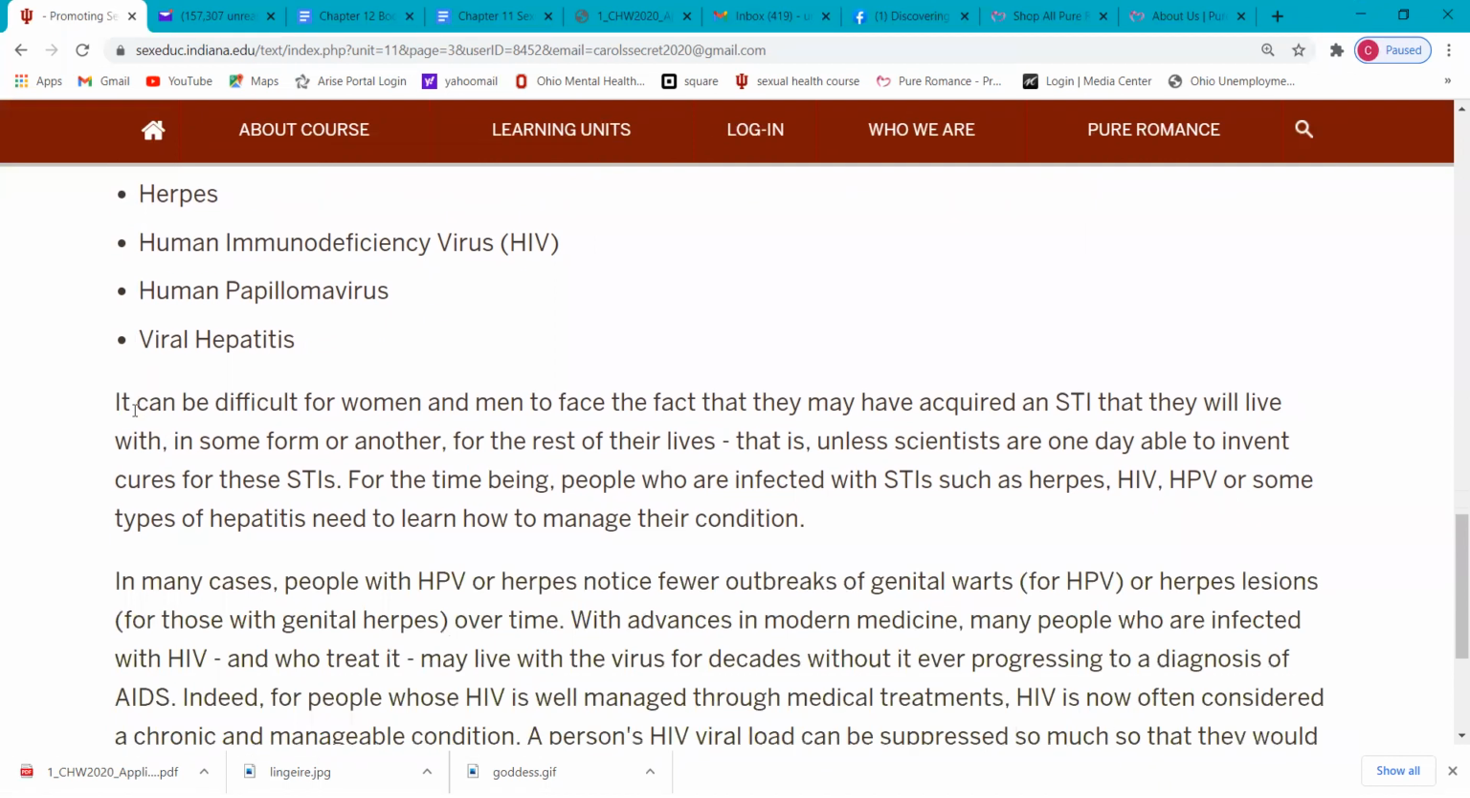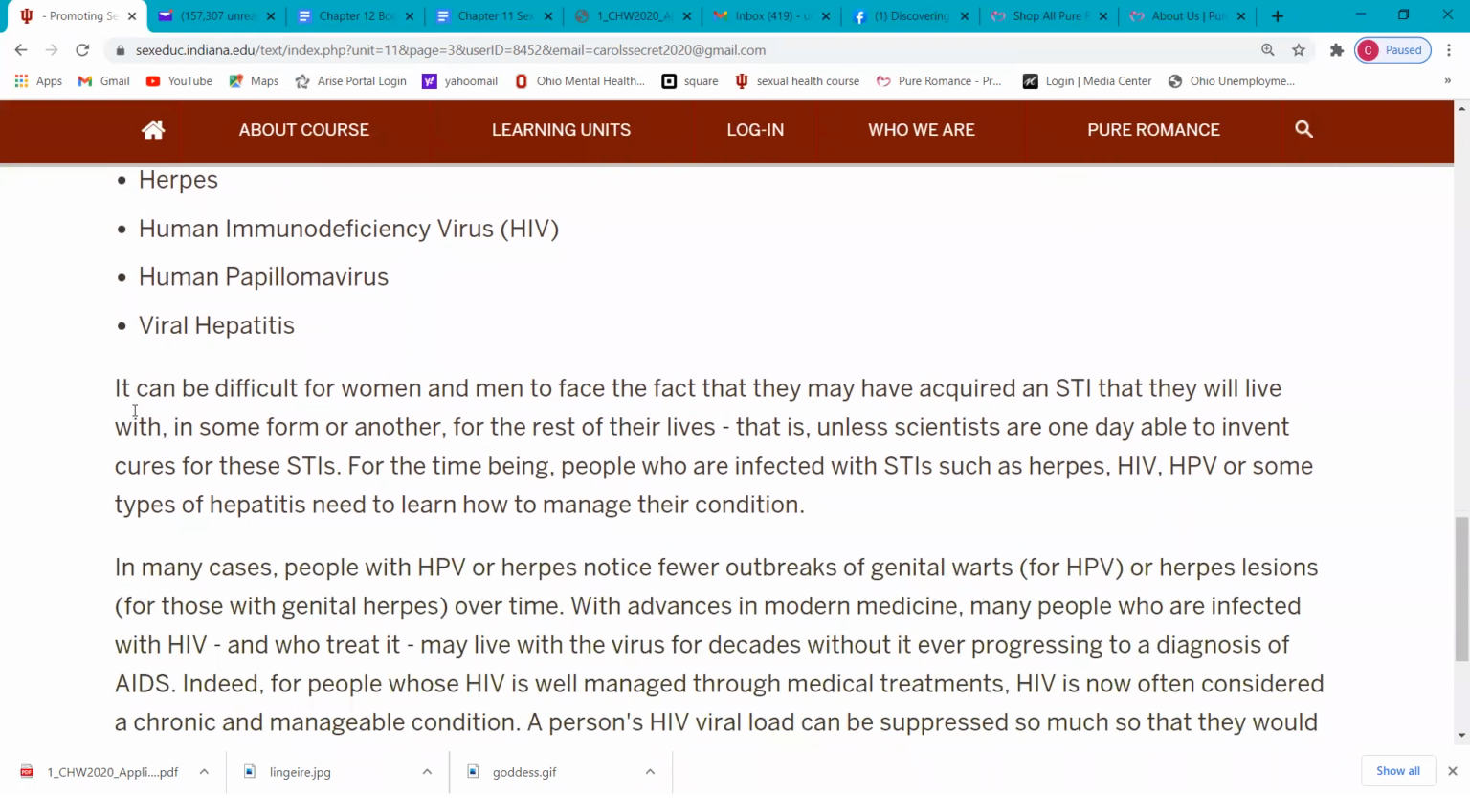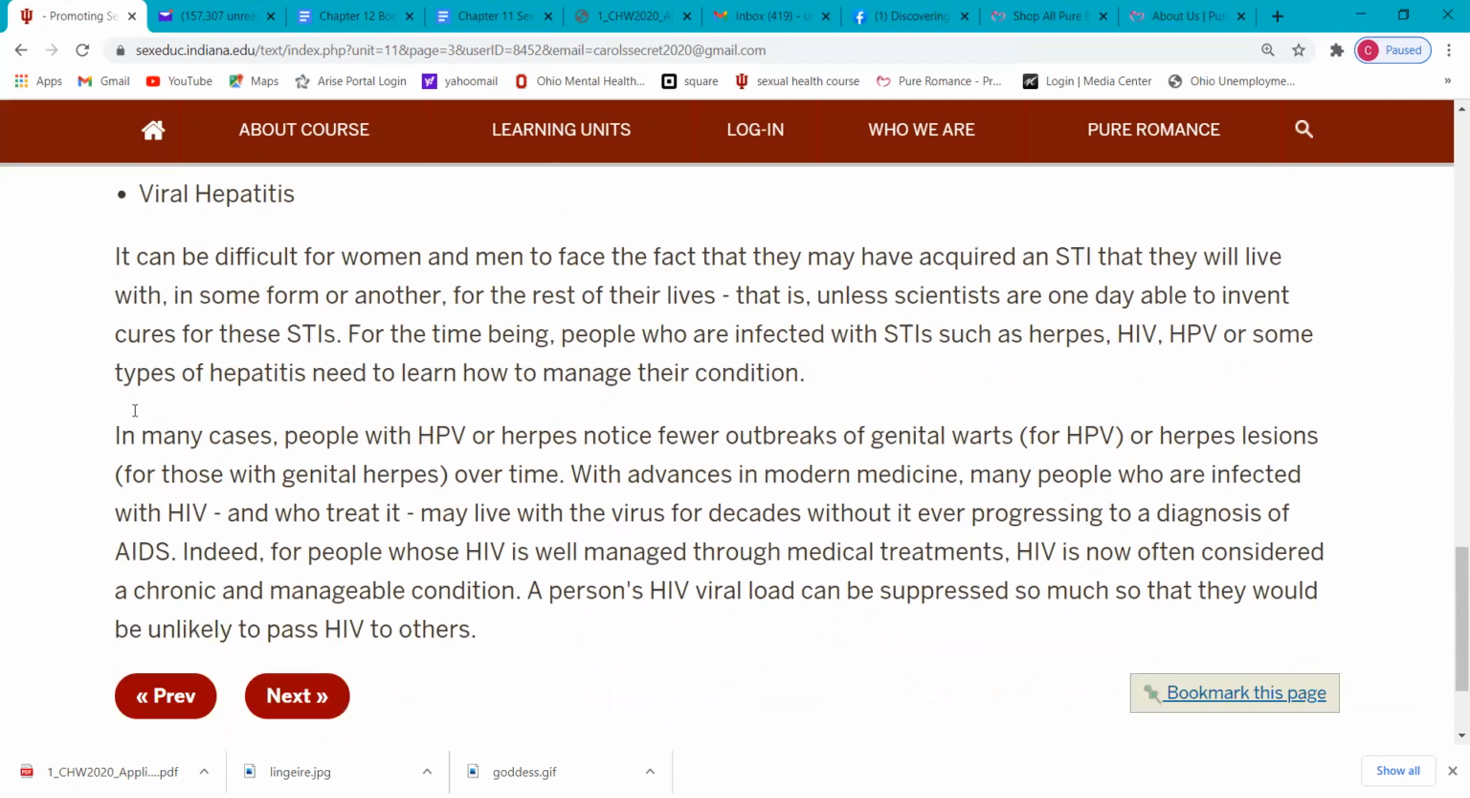It can be difficult for women and men to face the fact that they may have acquired an STI that they will live with in some form or another for the rest of their lives, unless scientists are one day able to invent cures for the STIs. For the time being, people who are infected with STIs such as herpes, HIV, HPV, or some type of hepatitis need to learn how to manage their condition.